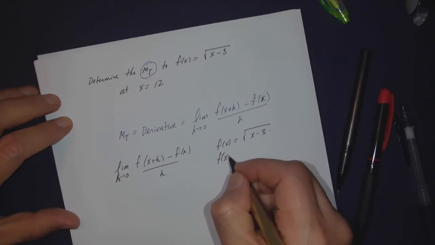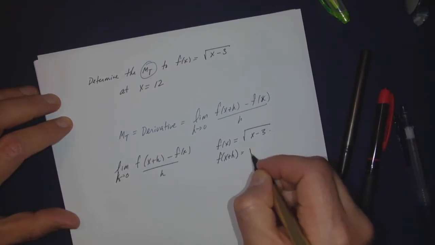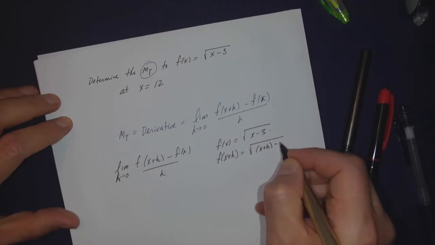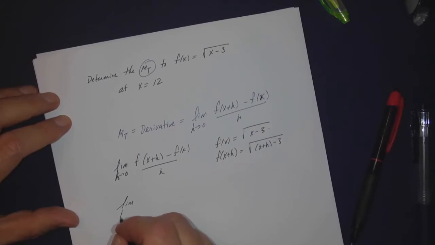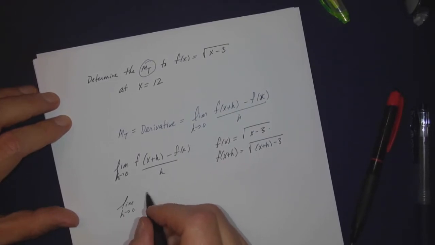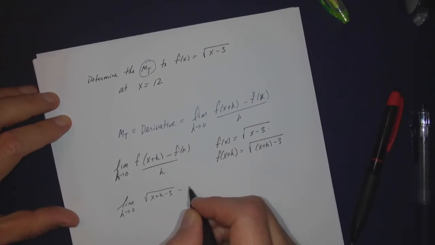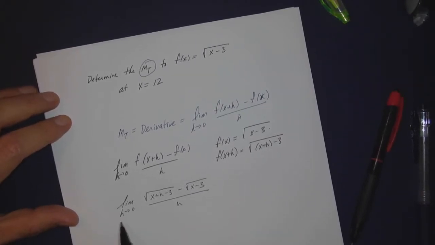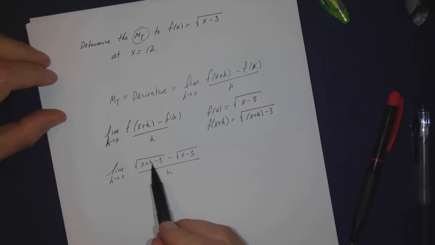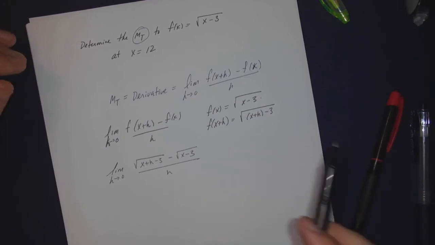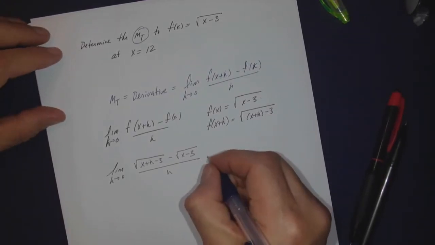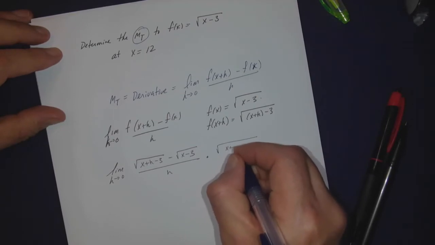And we know that f of x plus h is going to be equal to root x plus h minus 3. So that's going to give me the limit as h approaches 0 of root x plus h minus 3 minus root x minus 3 over top of h. If you try to apply the limit here, we're going to get 0 for h, so it's x minus 3 square rooted, subtract x minus 3 square rooted, that's 0 over 0. That's indeterminate. So to get rid of the indeterminate, we're going to multiply by its conjugate.